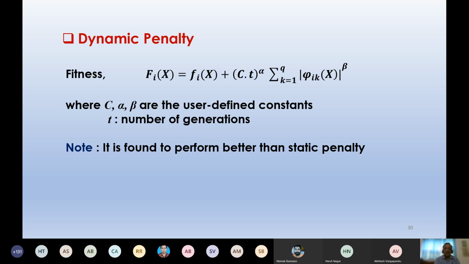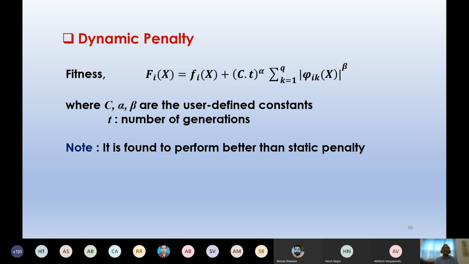Now here, Q is nothing but the total number of functional constraints. What is C? C is the user defined constant, might be 10, 20, 30, 100, depending on the problem. T is nothing but the number of generation or number of iteration. Alpha is a constant, might be 2, 3, 4, something like this. And beta is another constant, could be 2, 3, 4, something like this. So C, alpha, beta are all user defined constants. For the first iteration or the first generation, T is kept equal to 1. Then T will become 2, 3, 4, and so on.